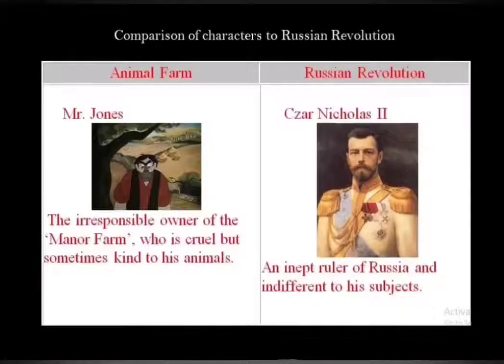The first and foremost important character from Animal Farm is Mr. Jones, the irresponsible owner of the Manor Farm, who is cruel but sometimes kind to his animals. He represents the character of Tsar Nicholas II, an inept ruler of Russia, indifferent to his subjects.